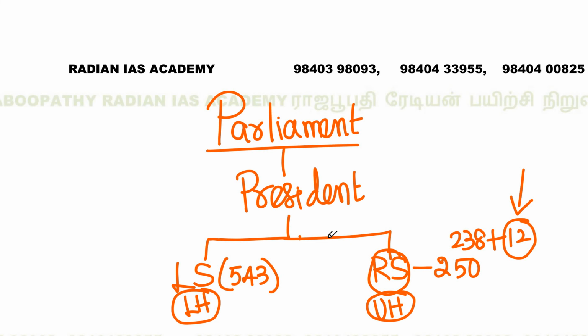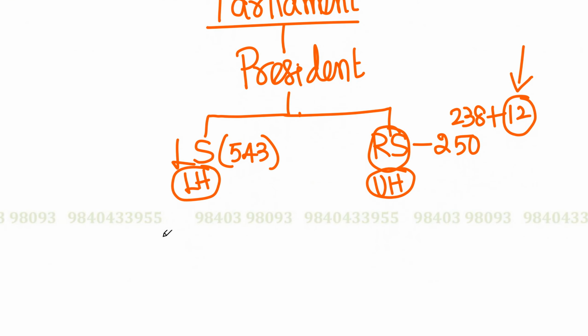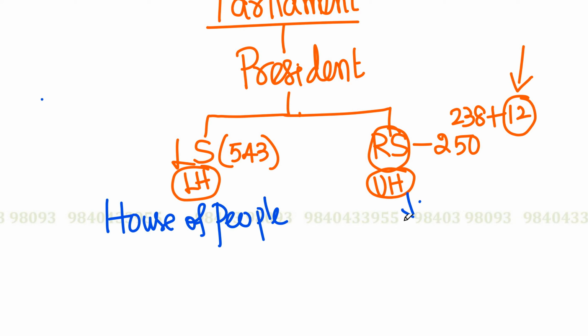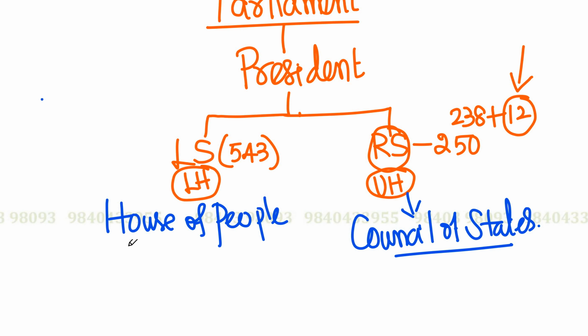Take down everything. This is lower house. This is upper house. This is known as House of People. This is known as, what is Rajya Sabha? Very good. This is called Council of States. So I am not going to give you too much information.